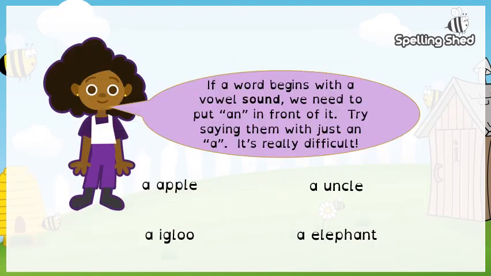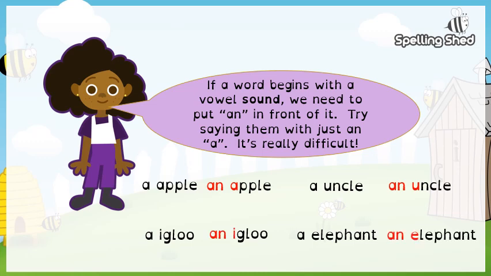If a word begins with a vowel sound, we need to put an in front of it. Try saying these words below with just an A. It's very difficult. A apple, a uncle, a igloo, a elephant. They don't sound right. They should be an apple, an uncle, an igloo, an elephant.